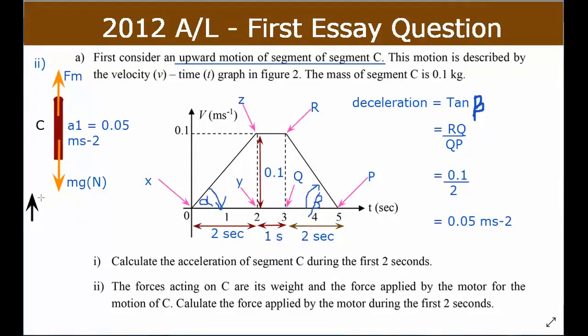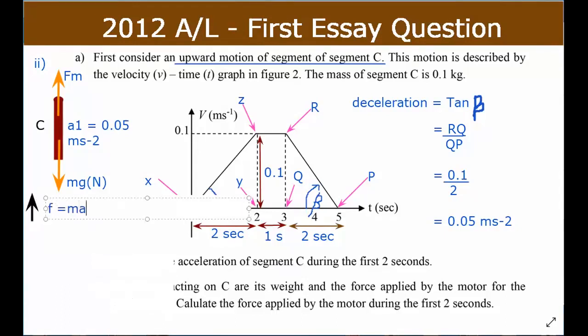Segment C is still moving up. Can you hear me clearly? Yes, sir. Segment C is moving up. If it is moving up, all the equation should be applied vertically upward. So indicate the direction by a black color arrow and write we apply F equals MA upward.